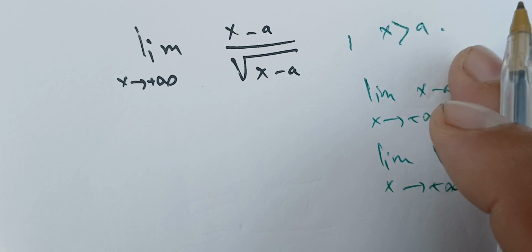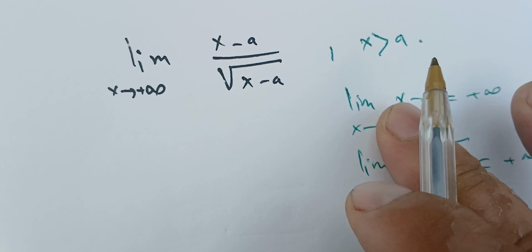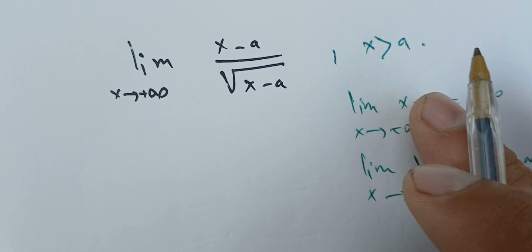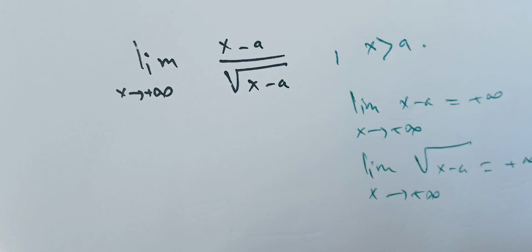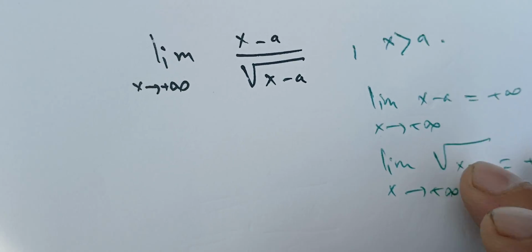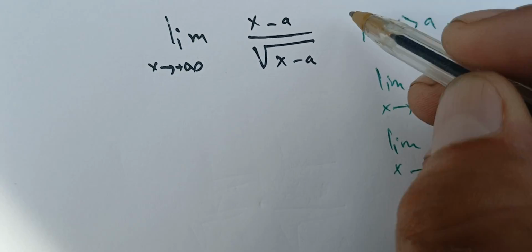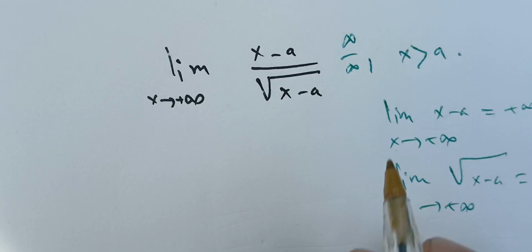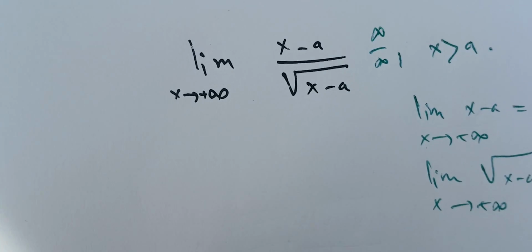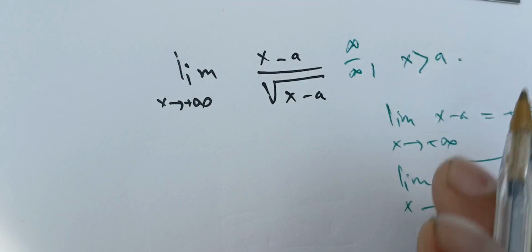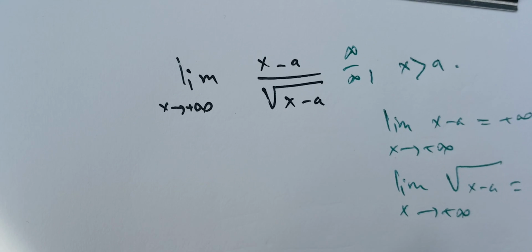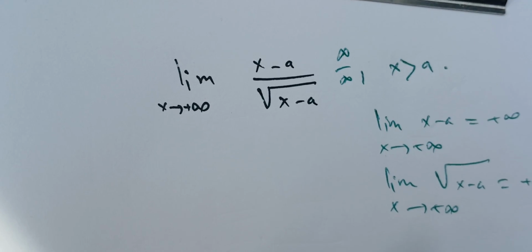That means, what happens to this one as x gets bigger? When x gets bigger, this quantity gets bigger as well. The same thing for here. So we have infinity over plus infinity, and we can't conclude. Okay, so we can't conclude here. We need to do something extra to find this limit.